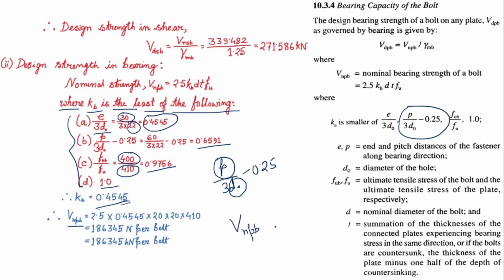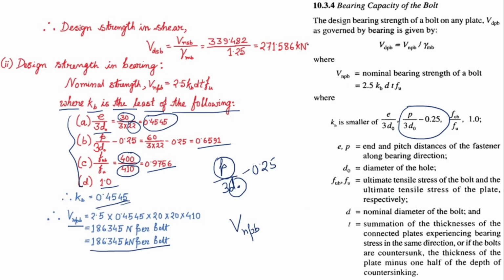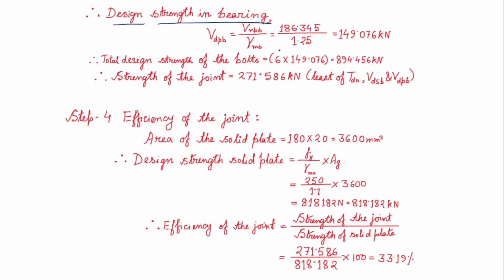So we have to calculate the V nPb, the nominal bearing strength of the bolt. If you put the values, we shall get 186.345 kilonewton per bolt. Therefore design strength in bearing, this formula we have to use: P dPb equals P nPb by gamma mb. Gamma m will be taken from table number 5. So it comes out as 149.076 kilonewton.